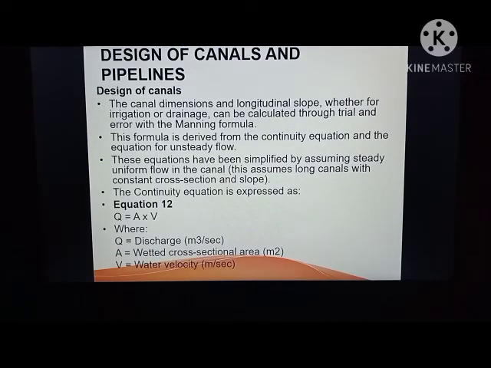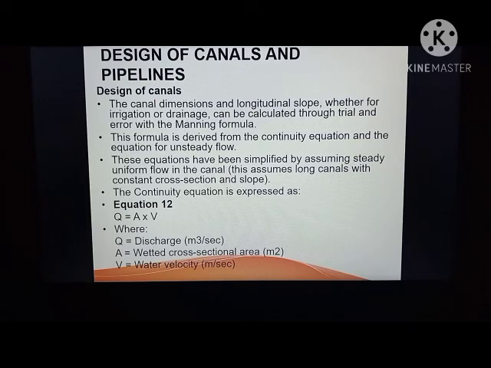Design of canals. The canal dimension and longitudinal slope, whether for irrigation or drainage, can be calculated through trial and error with the Manning formula. This formula is derived from a continuity equation and the equation of unsteady flow. These equations have been simplified by assuming steady uniform flow in the canal.